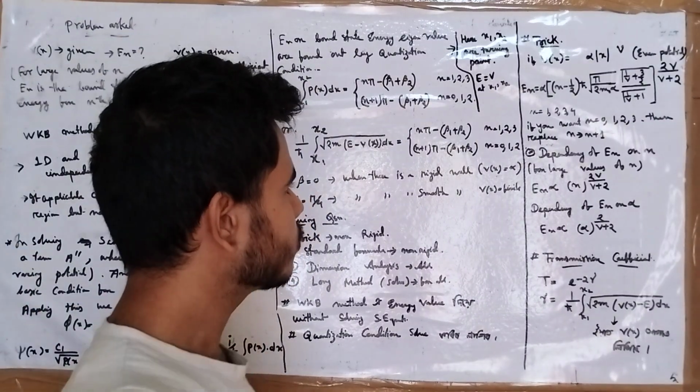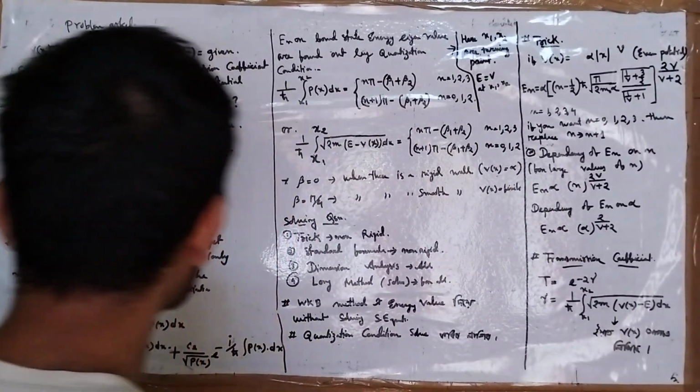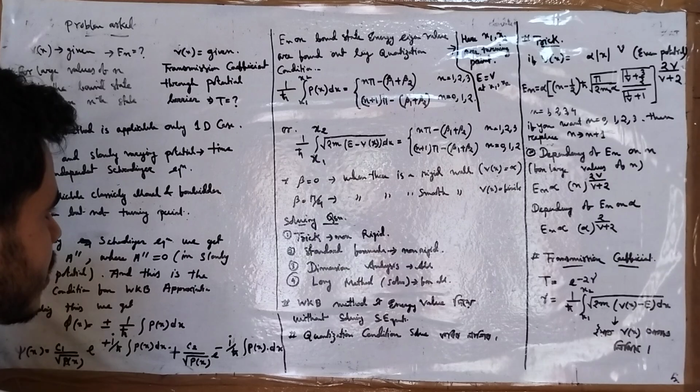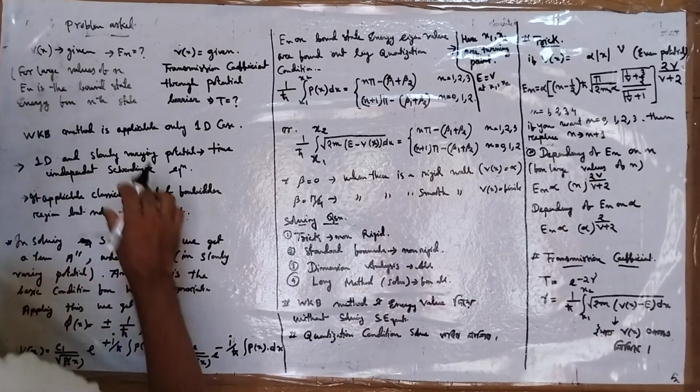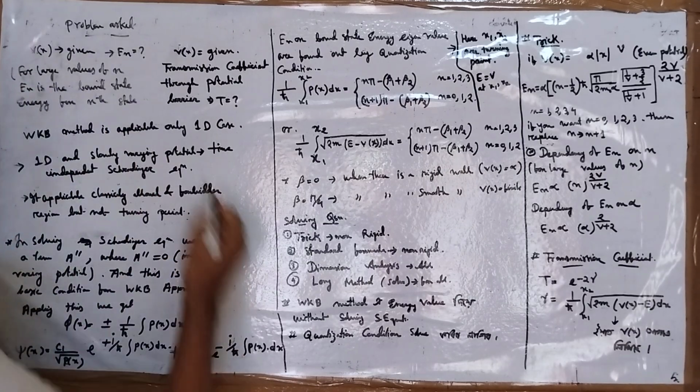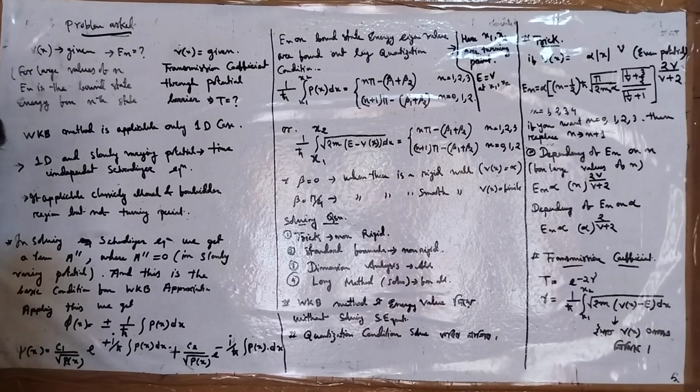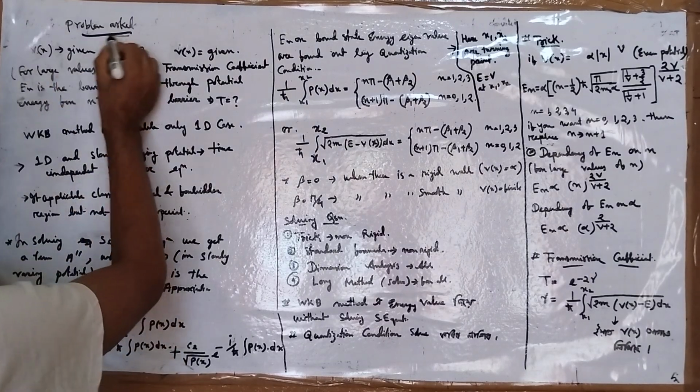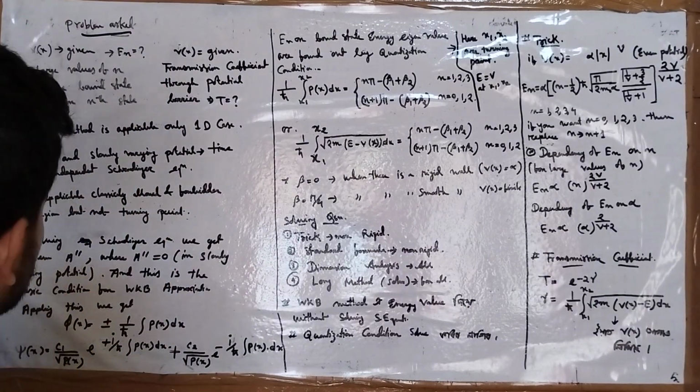So in this class I am going to discuss the WKB approximation. This is actually also called the semi-classical approximation, because I'll tell you a little later why it's called semi-classical. So what type of problem is asked in the WKB method?